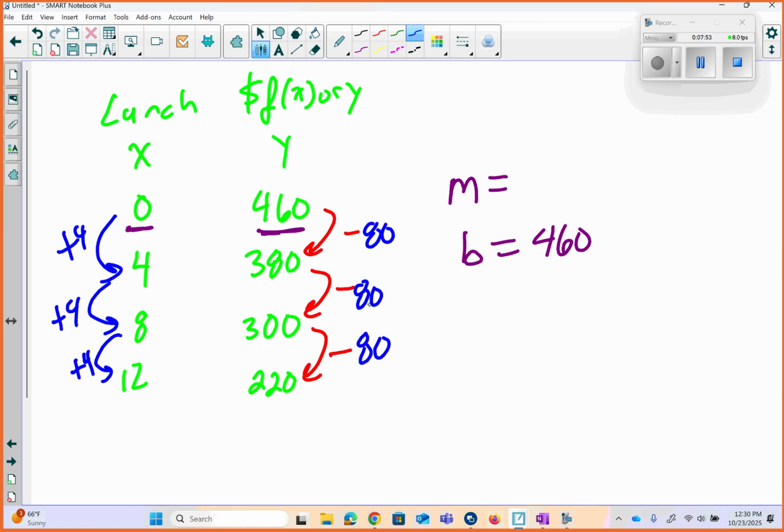Now we said that the slope was the change in the y direction over the change in the x direction. Agree? So what am I doing in the y direction? This is the y direction. What am I doing? What's the red and the blue? Subtracting how much? 80. How much am I adding in the x direction? 4?